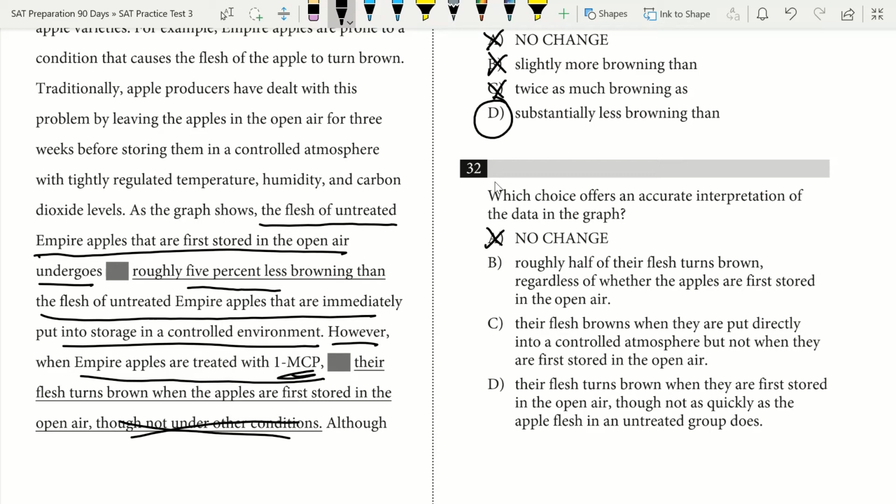B, roughly half of the flesh turns brown, regardless of whether the apples are first stored in the open air. Yes, right, we saw they were both just about 50%, which is going to be roughly half of that flesh turning brown, regardless of if they're stored first in the open air. So our answer for 32 has to be answer choice B, because that is accurate according to the graph.